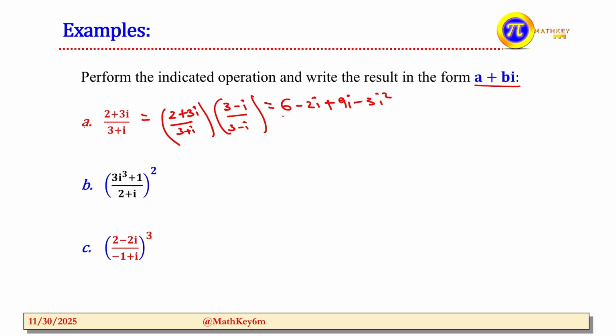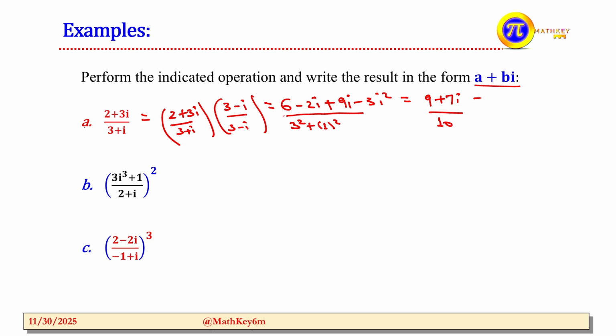Divided by, as we are familiar, the denominator becomes what? Real. That means the square of the real part, that's 3 squared, plus the square of the imaginary part, that is 1 squared. Then what is the result? Minus 3i squared means negative 1 times negative 3, it becomes positive. So the real part is 9. Minus 2i plus 9i equals 7i, divided by 3 squared, 9 plus 1, that is 10.